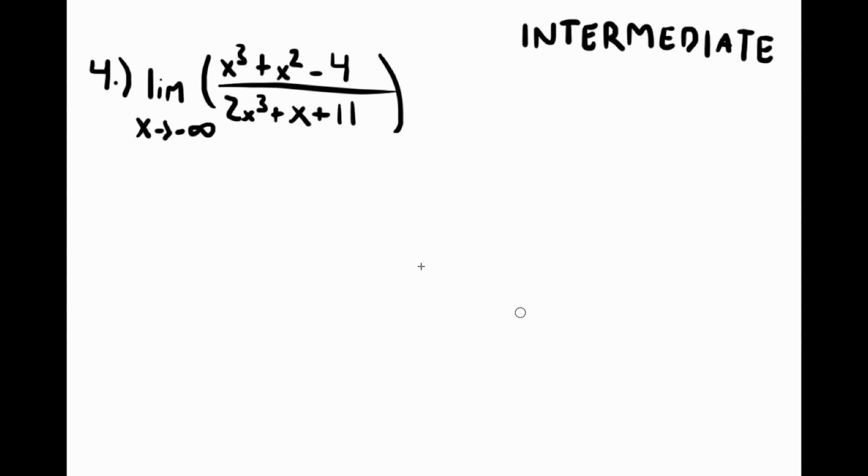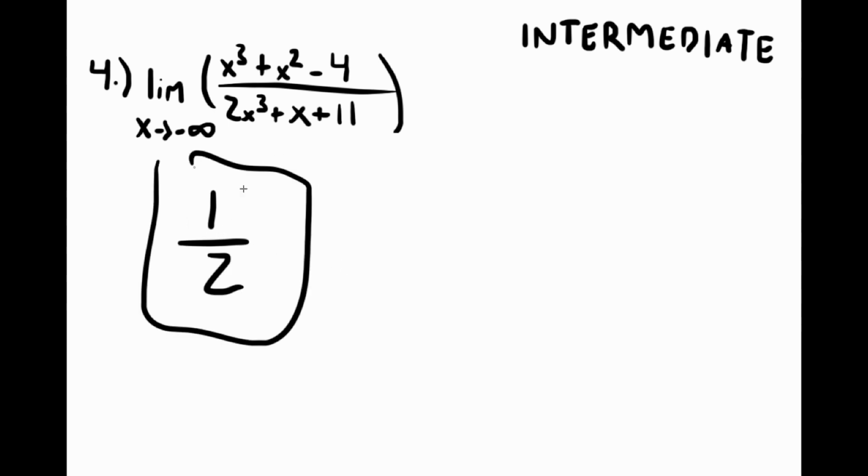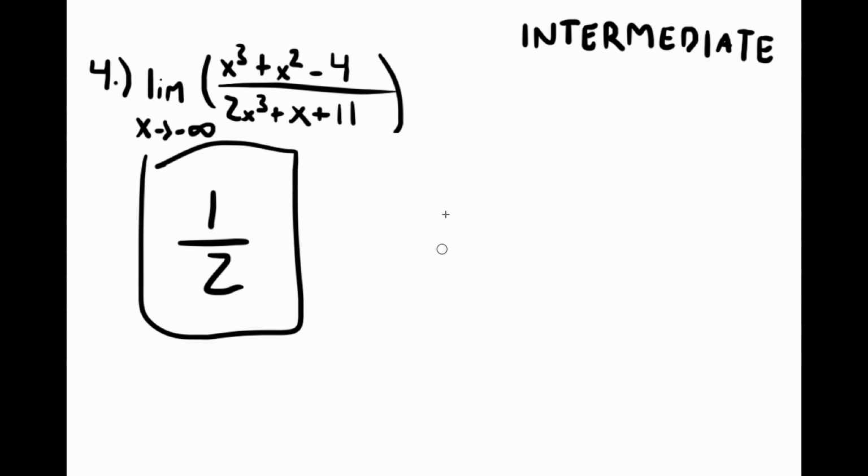So due to that, we're just going to end up with 1 over 2 because of all the zeros, and we already canceled out x squared. So this is going to be 1/2, due to all the fractions that we turn into 0 because x is approaching negative infinity.